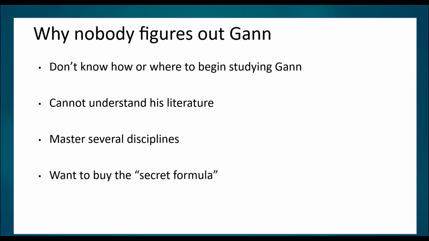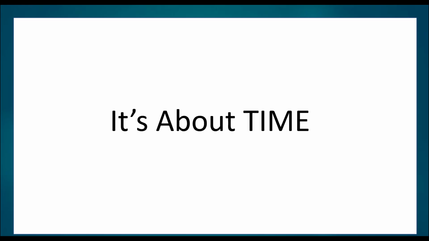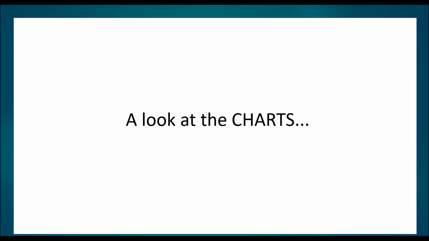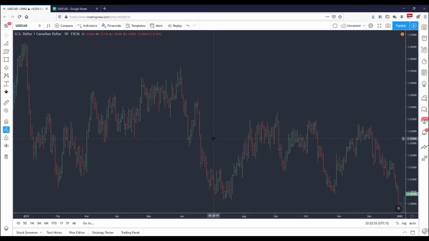But most people just end up quitting on this because it's just too resource intensive. A lot of people just end up giving up on trying to figure out Gann. So the key is all about time. And nobody wants you to know these secrets. Anyways, let's look at the charts to see how we can start figuring out Gann's system.